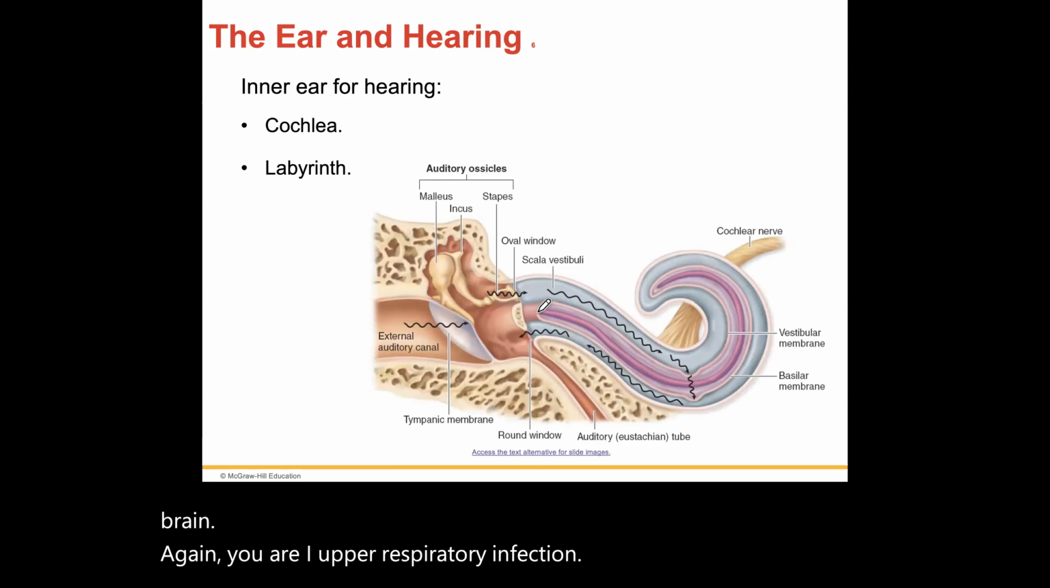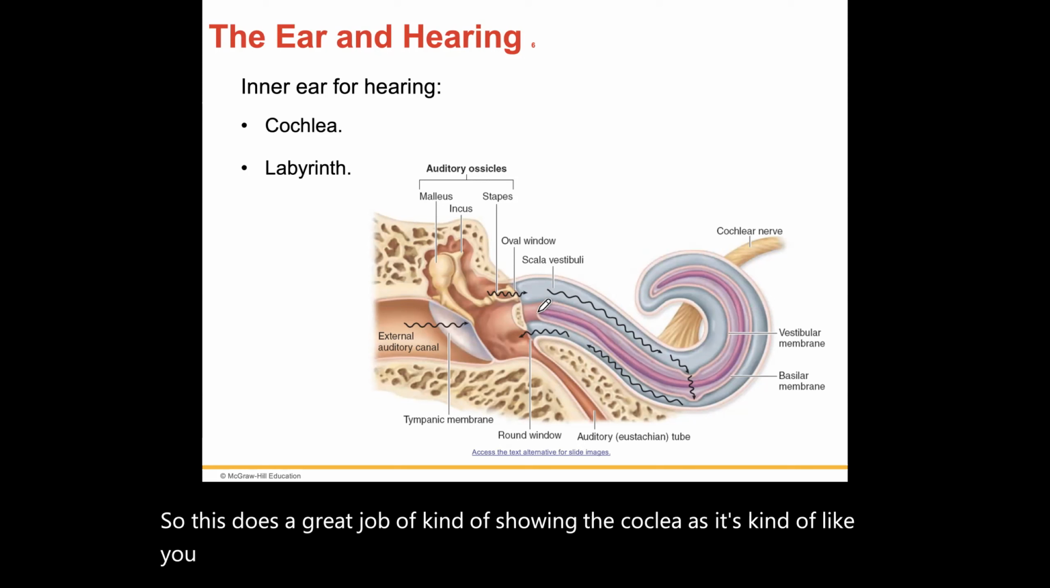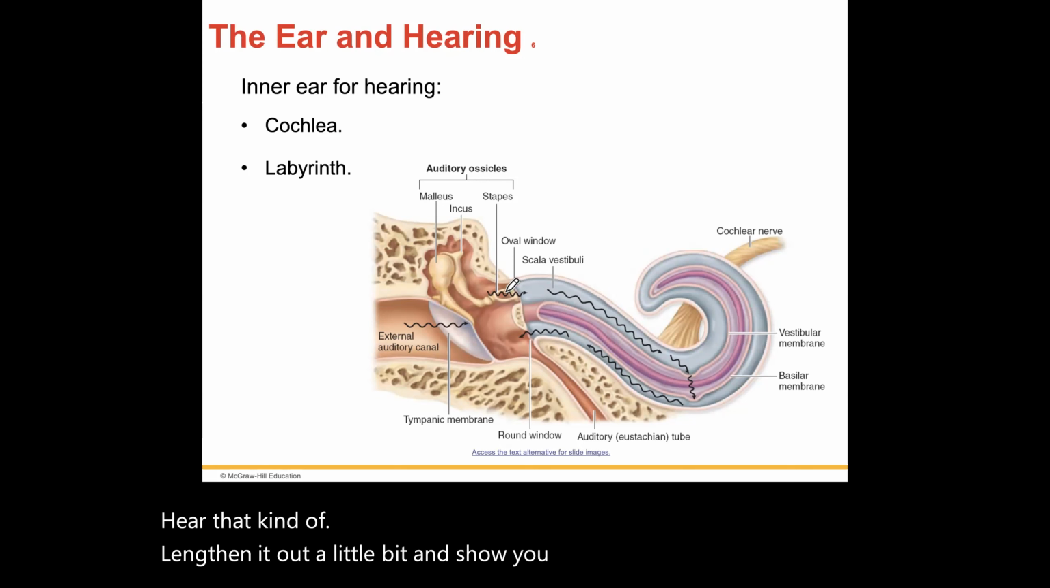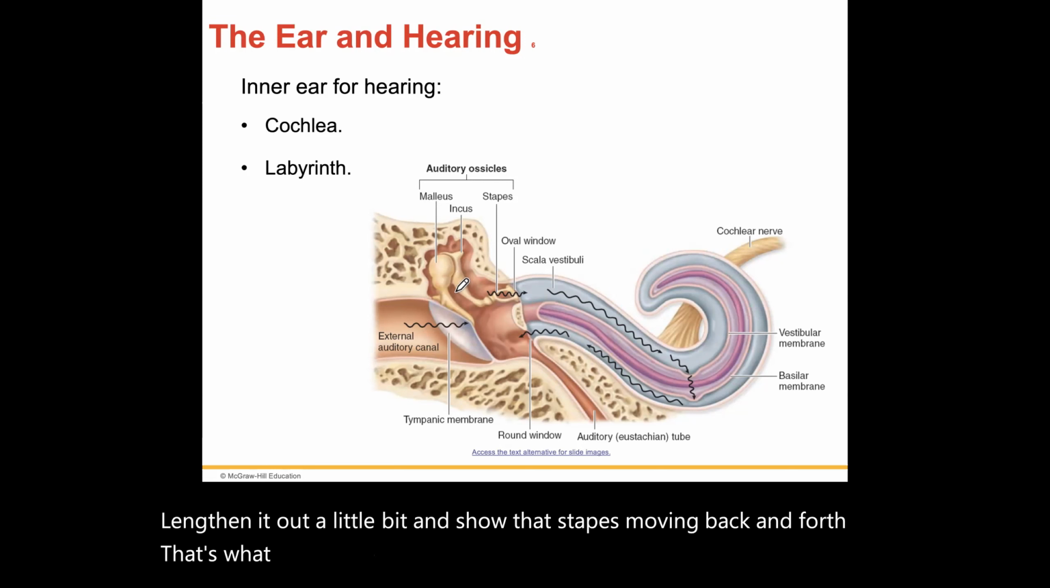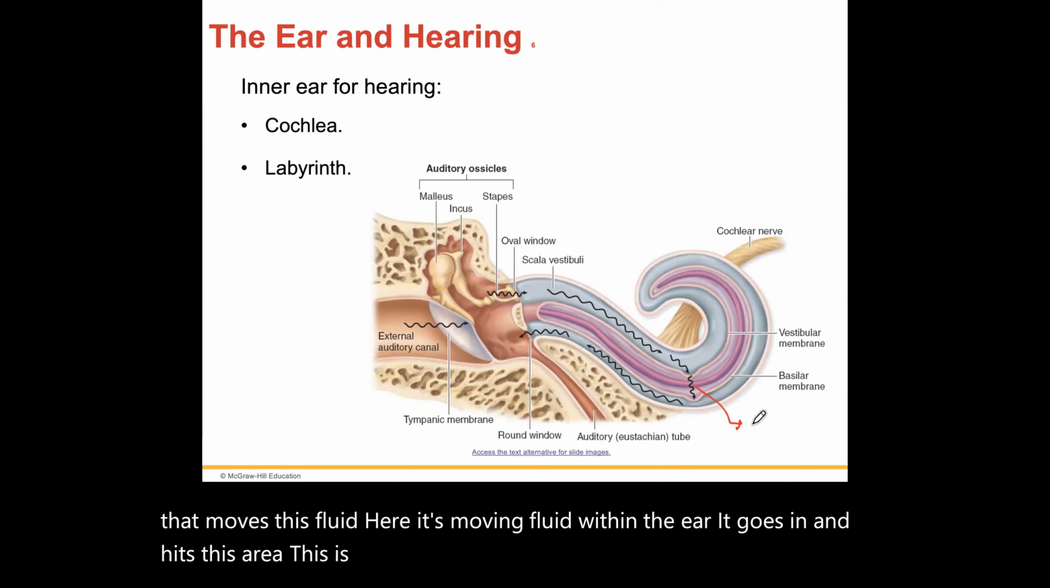So this does a great job of showing you the cochlea. As they unwind it, it looks like a snail's covering. Here they lengthen it out a little bit to show you that stapes moving back and forth. This moves, which moves this, and that moves this fluid here. It's moving fluid within the ear. It goes in and hits this area. This is your sensory area right here.